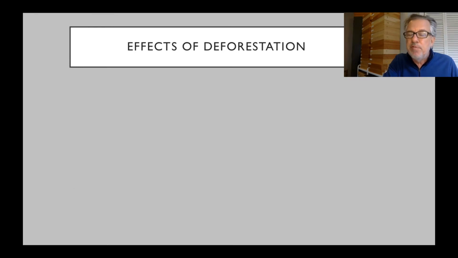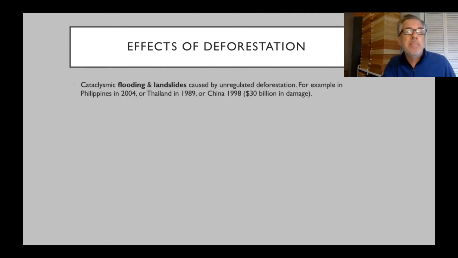Well, you probably can figure out a few, but here's a laundry list, and I'm going to go through these relatively quickly. First, flooding and landslides. There have been many examples of flooding and landslides that are caused by deforestation: Philippines in 2004, Thailand in 1989, and China in 1998. And these aren't me saying that that's what caused it. These are the official analysis after the fact by people in those countries who looked at it and said, why did this happen? Oh, this happened because of deforestation.